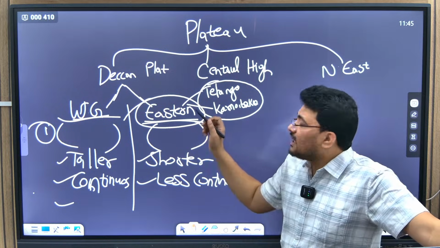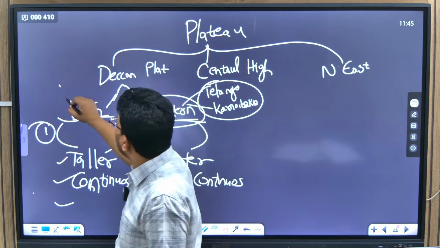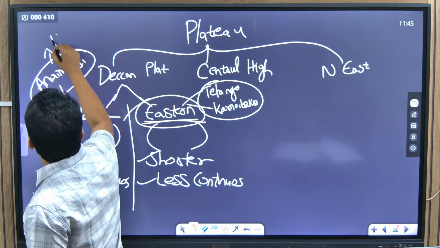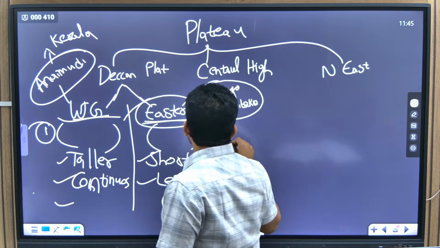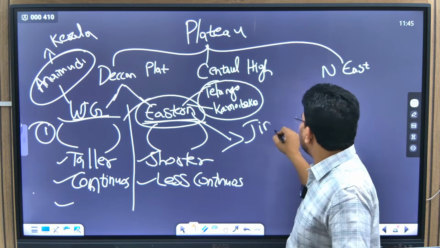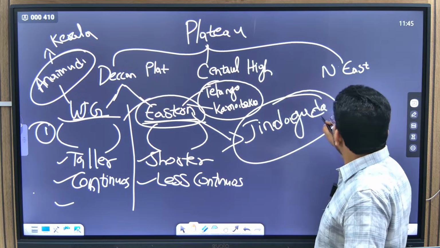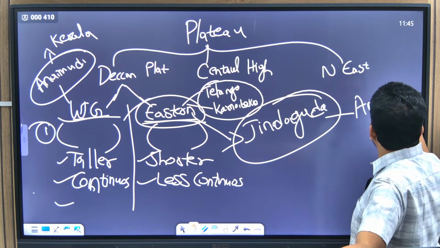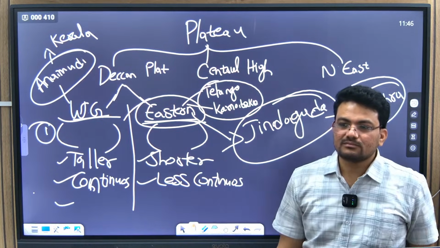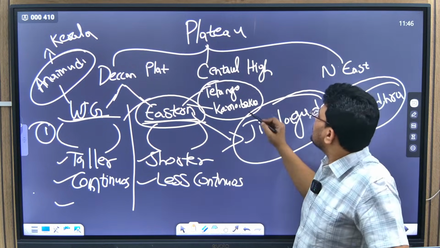Now, can you say the highest peak of Western Ghats and Eastern Ghats? Western Ghats is Anaimudi. So Anaimudi is in which state? Kerala. Now the highest peak of Eastern Ghats is there is some place called Jindagada. So this Jindagada, it is in Araku region of Andhra Pradesh. Okay, the highest peak is this one. Okay, so these are the important differences. You can see more also.